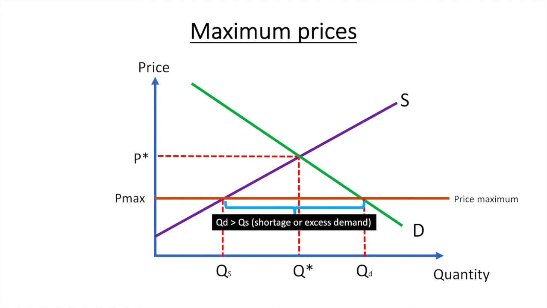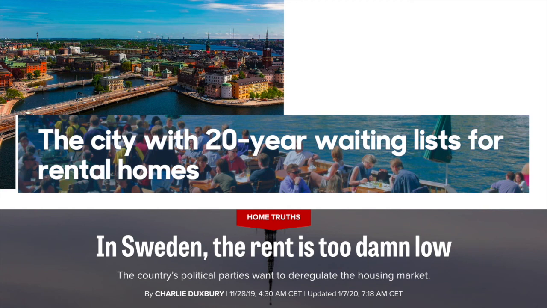What's the impact of this in reality? Let's take a look at Sweden. In Stockholm, Sweden, rent controls have resulted in 20-year waiting lists for housing in the city. While the policy is well-intentioned, the result is problematic. With such long wait lists, the question has to be asked about how successful this policy has been.